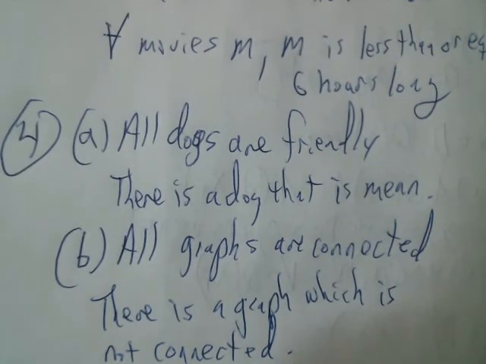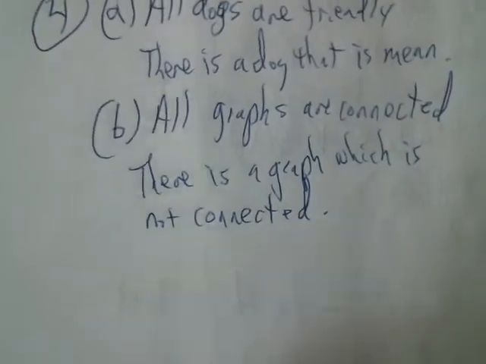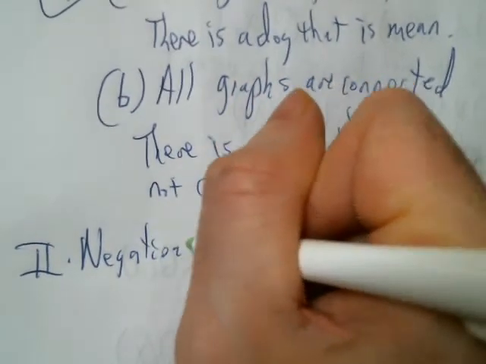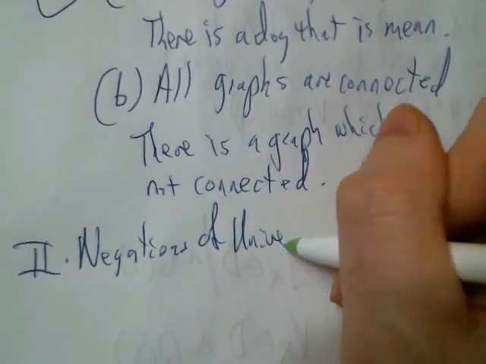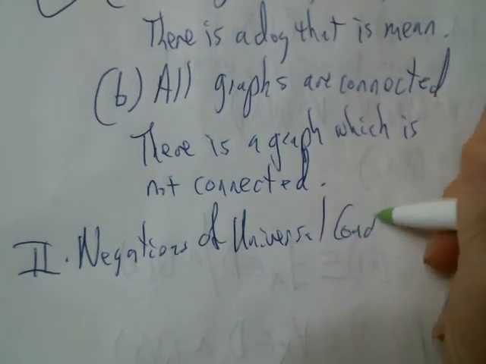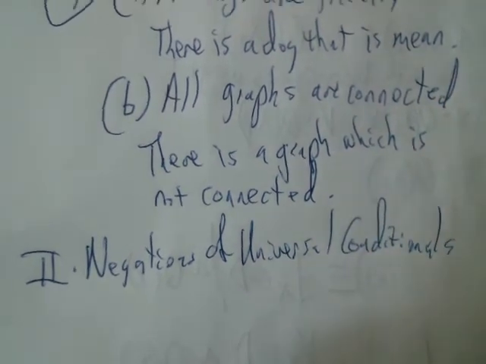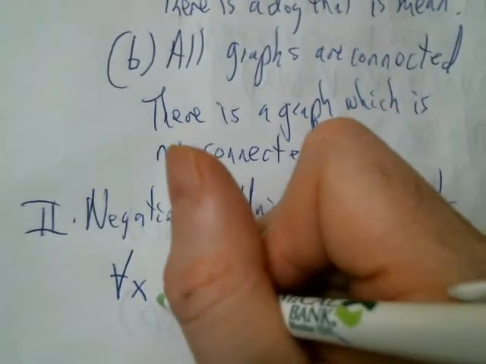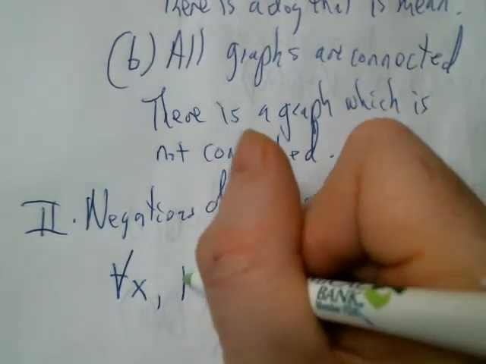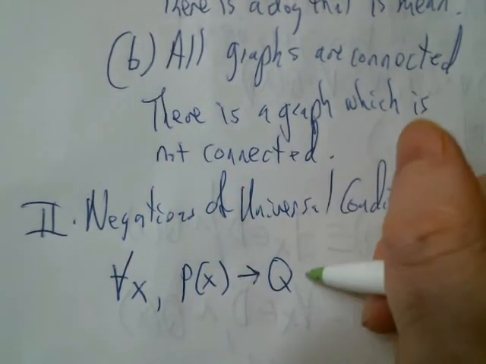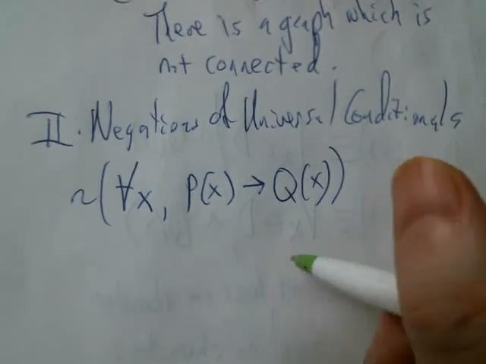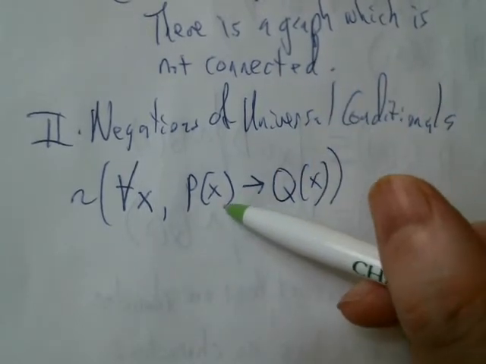Negations of universal conditionals. Right. So a universal conditional, remember, is: for all x, if p of x is true, then q of x. Okay. So to negate this, we have to remember how to negate if-then statements. I was talking about this in the last section, I should have talked about it in this section.